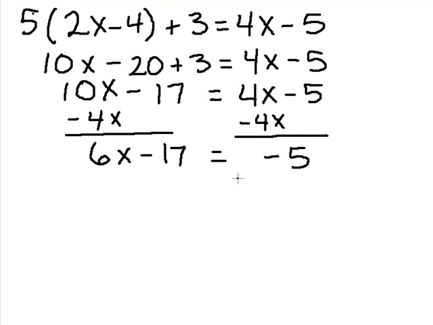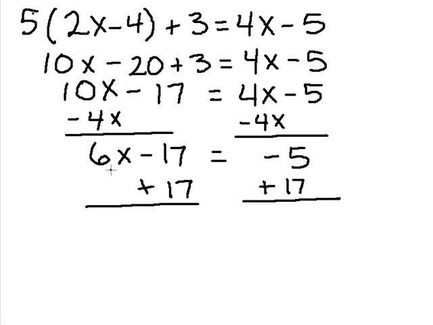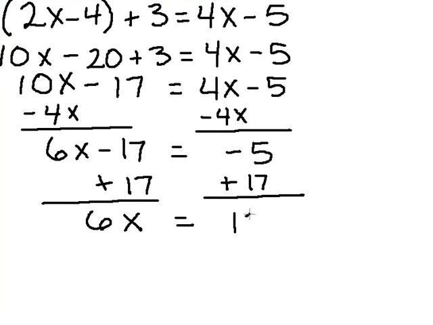We're getting close. Remember, we can add or subtract the same value from both sides of the equation. So let's add 17 to both sides of the equation. I draw the line to show that we're doing an operation. On the left side of the equation, 6x minus 17 plus 17 equals 6x. On the right side of the equation, negative 5 plus 17 gives us 12. We have just one more step.